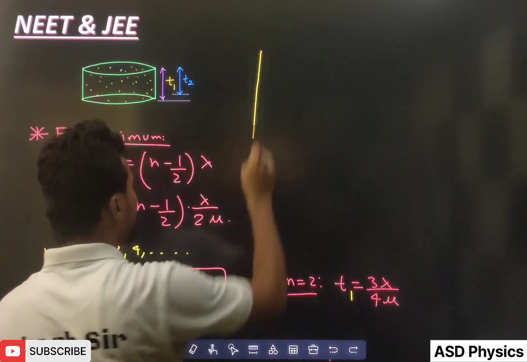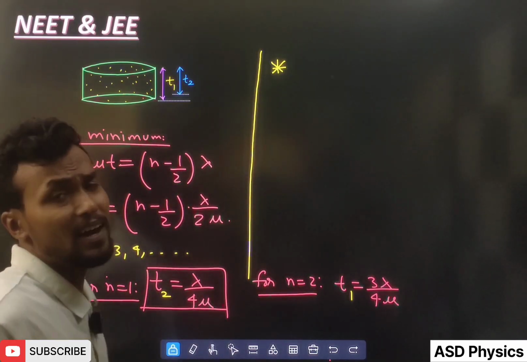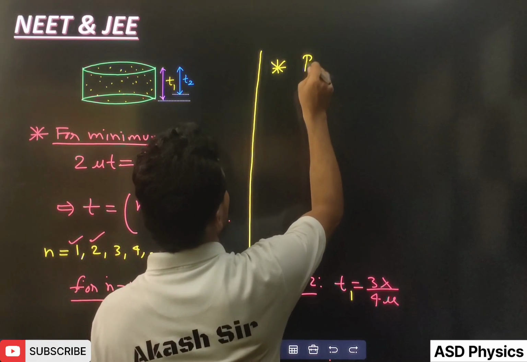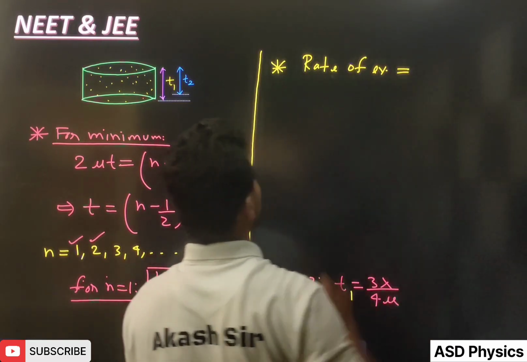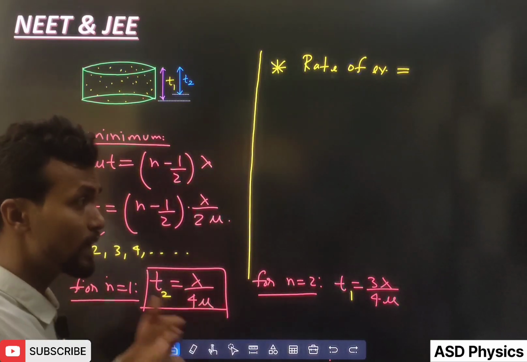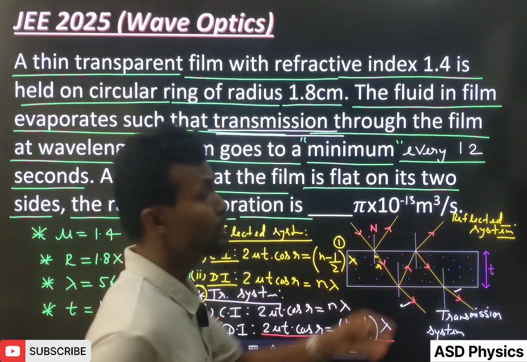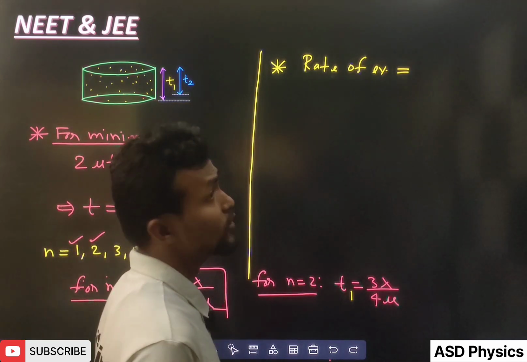After that, what will happen here? The students, you know very well, they are asking the rate of evaporation. So if I talk about the rate of evaporation, here we have to get the volume by time. You can see here they are asking meter cube by second. So rate of evaporation means volume by time.